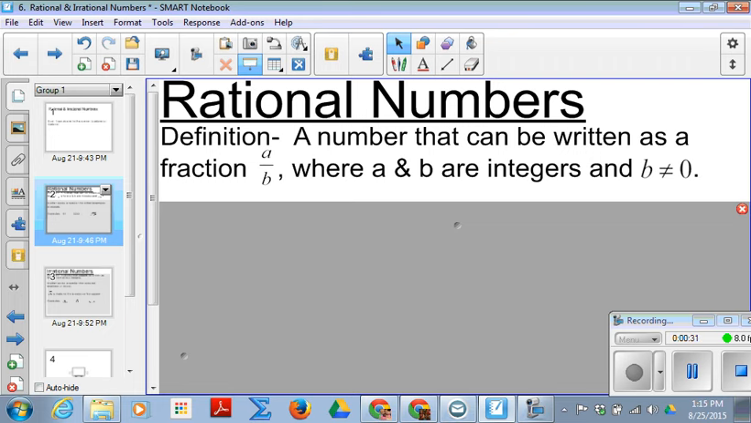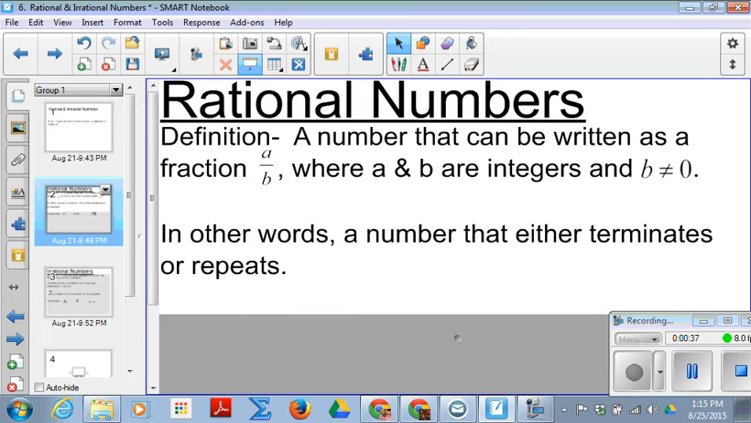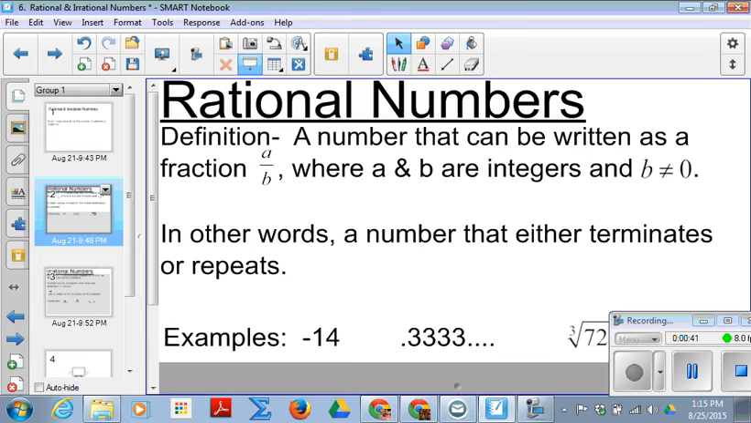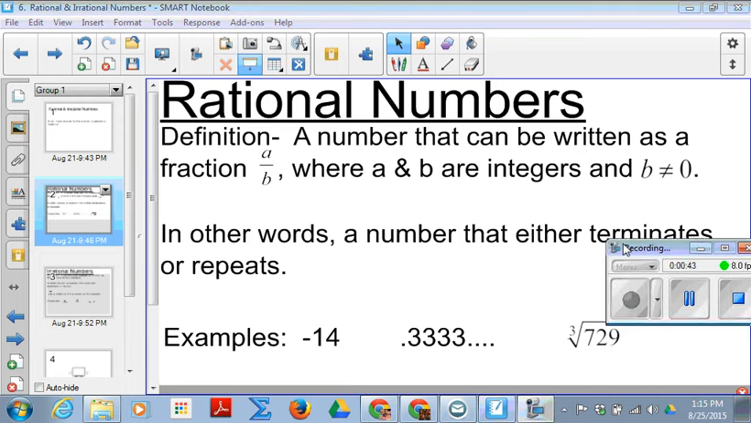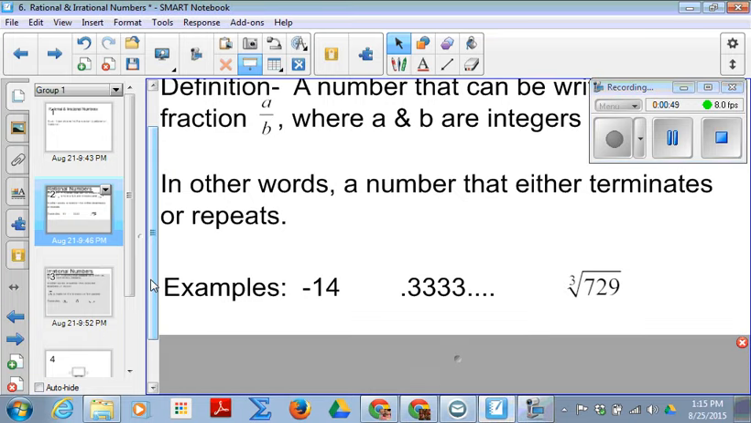No decimals, no fractions as fractions. So it's a number that either terminates, which means ends, or repeats. These are all types of rational numbers. Negative 14, the number ends right here after the 4. It ends right there. We've got 3 repeating. Okay, that's a repeating decimal.